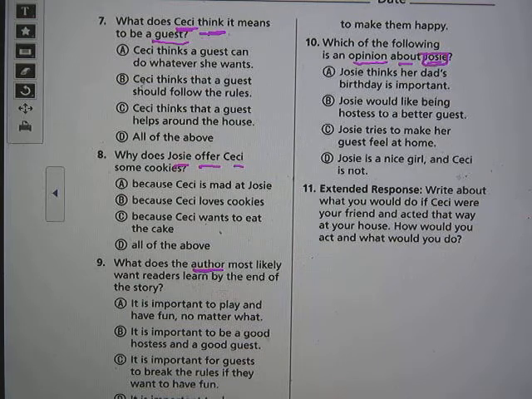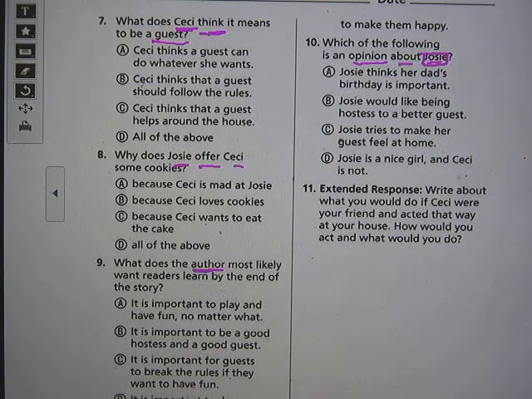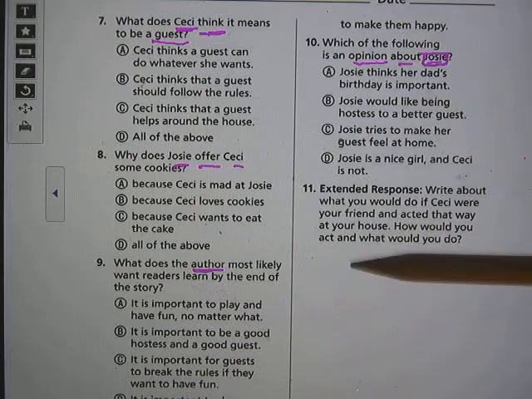A, Josie thinks her dad's birthday isn't important. Is that an opinion about Josie? B, Josie would like being a hostess to a better guest. C, Josie tries to make her guests feel at home. Or D, Josie is a nice girl and Cece is not. Again, you're writing the number and then choosing what you think is the best answer here based on what you've learned about Josie. Okay, what do you know about her? What do you know? And then that's how you answer that one.